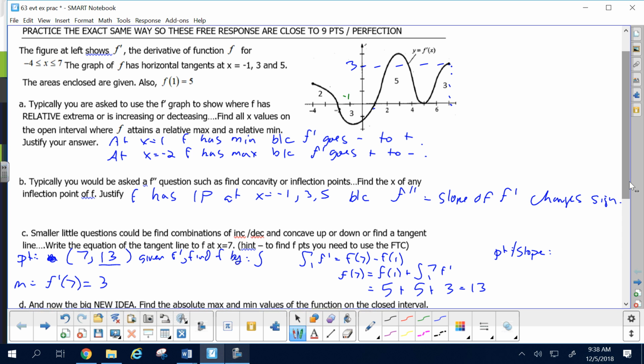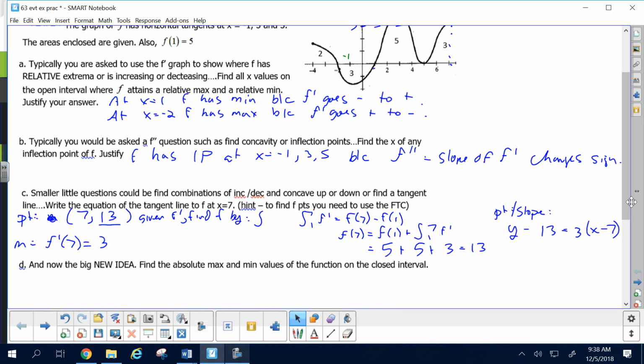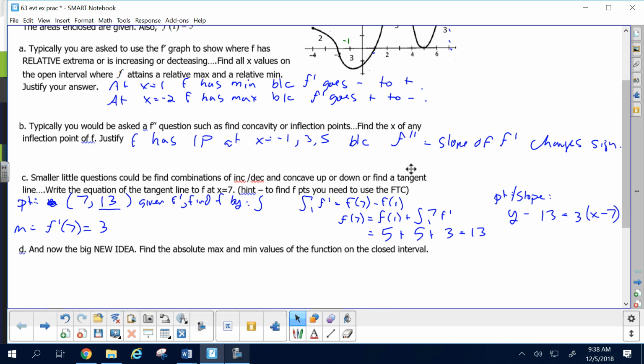Okay. Now we're ready to write our point slope form. Y minus what? 13 equals 3 times the quantity x minus 7. Okay? We good? All right. That is also review, though it takes practice. The last one is the big idea that we talked about yesterday.